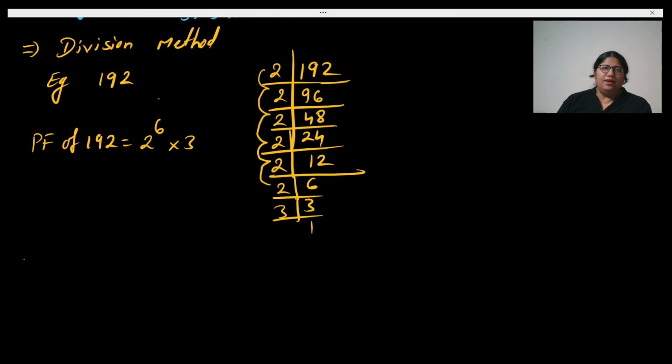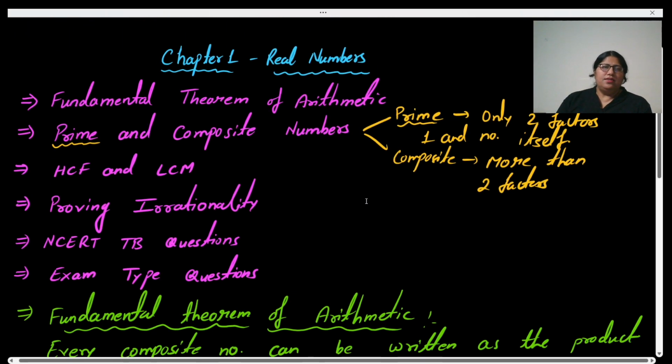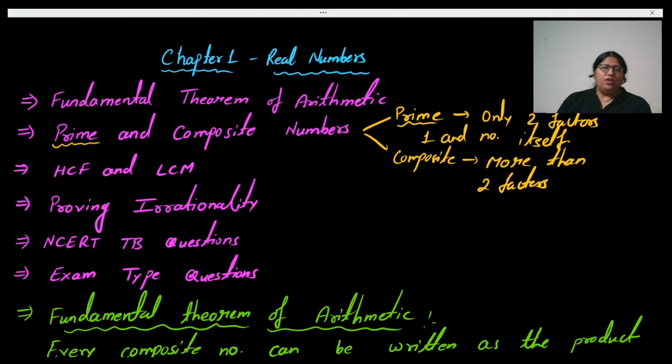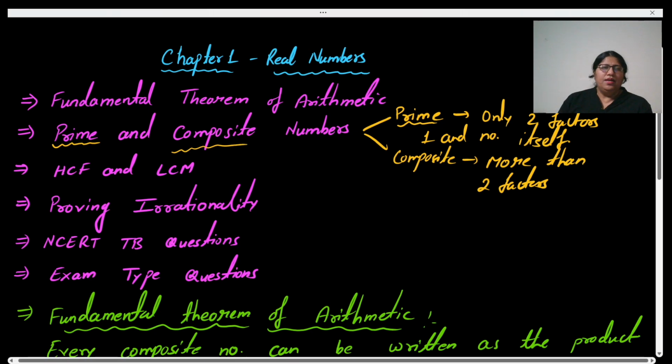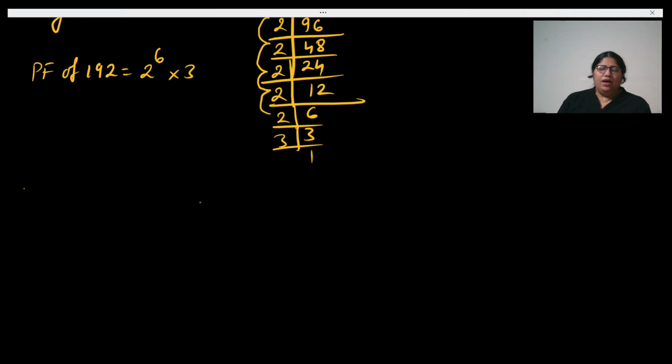So let us take the next topic here. If you look here, this is the fundamental theorem of arithmetic. What are prime and composite numbers? Then here HCF and LCM, right? So how do we take HCF and LCM? This is the next part here.